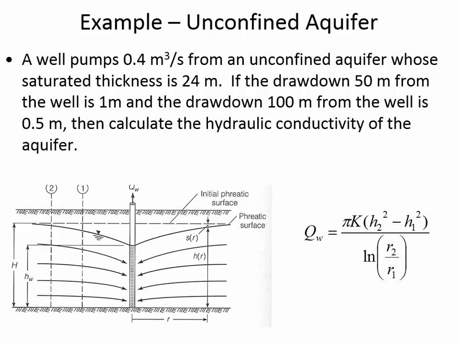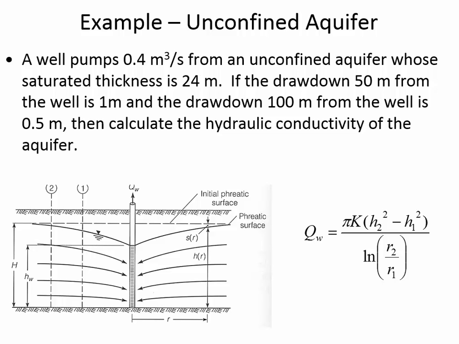So we can calculate the hydraulic conductivity just by rearranging the well flow equation. Before we do that, let's get some of the preliminaries out of the way. 0.4 cubic meters per second is the flow rate. The original height of the water table is 24 meters. R1 is 50 meters. S1, S being the variable for drawdown, is 1 meter. So H1 is 24 meters minus 1 meter equals 23 meters. R2 is 100 meters. S2 is 0.5, so H2 is 23.5 meters. And it's the K value that we're interested in here.